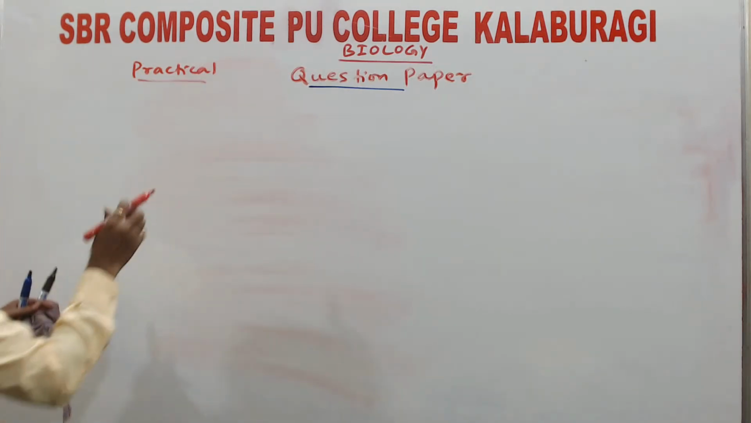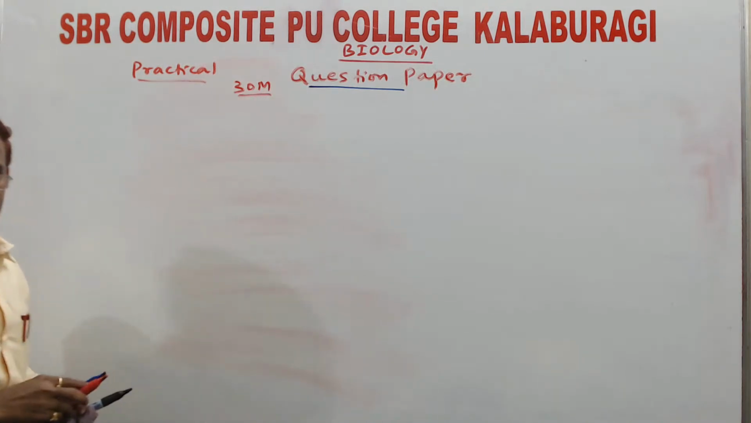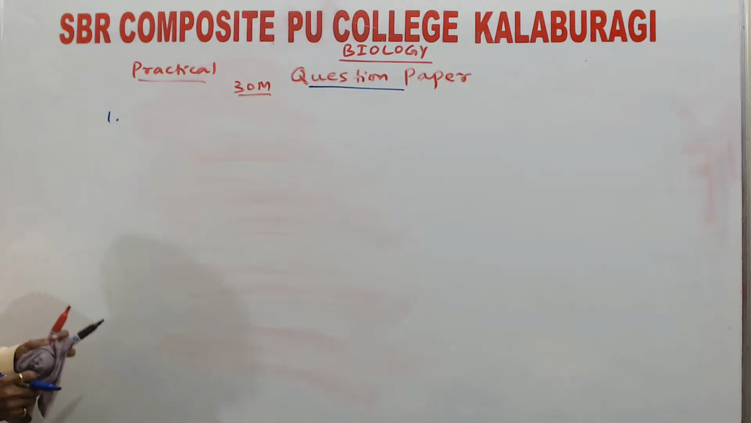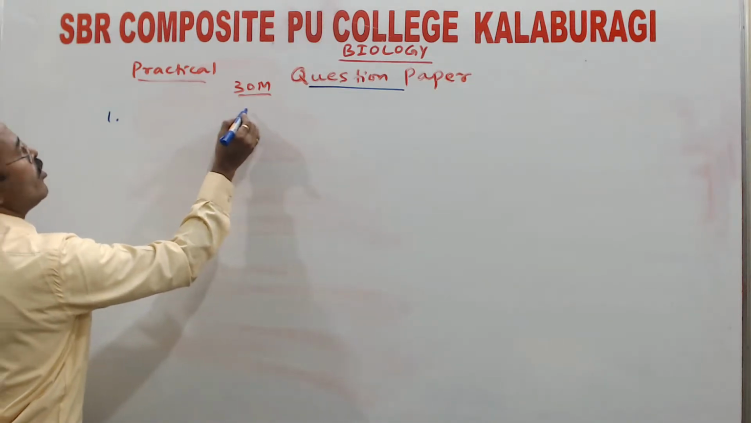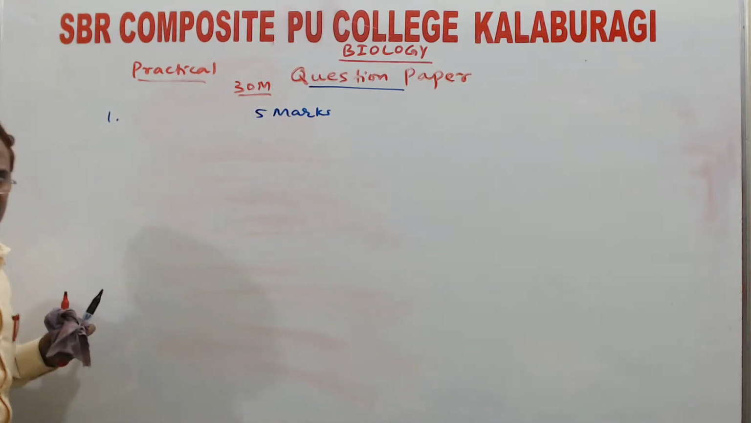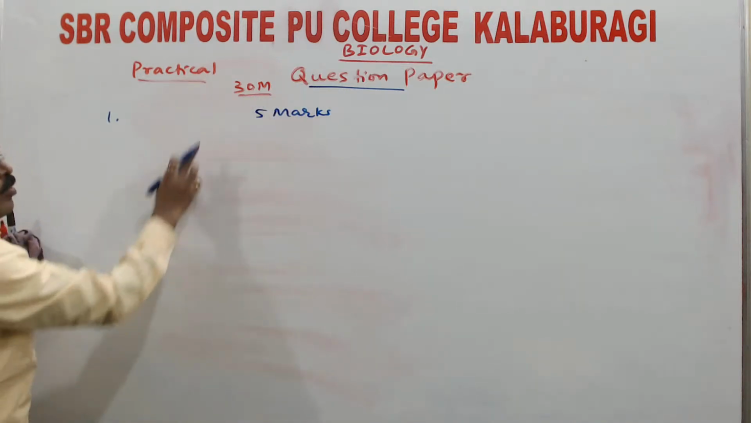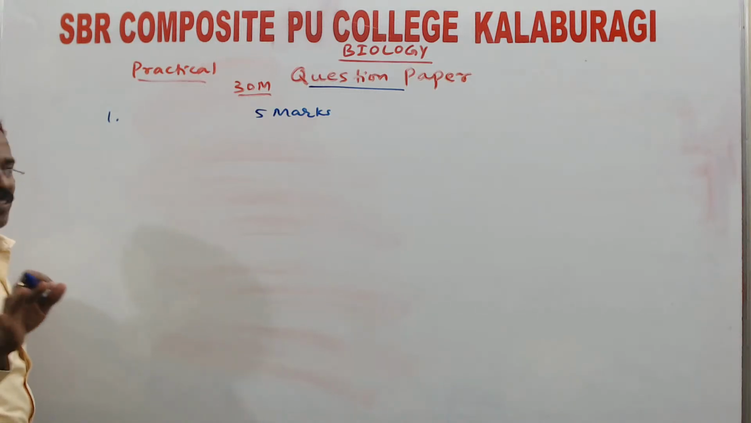Practical, it is 30 marks. So in practical, first question, it is 5 marks. Question number 1, practical question paper I am telling. Practical will be for 30 marks. That includes both botany and zoology questions.